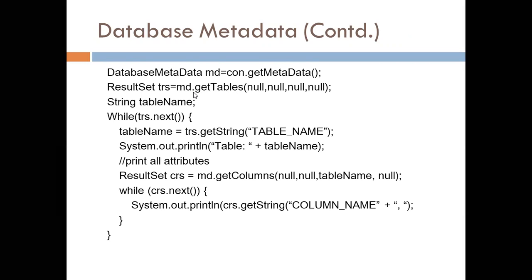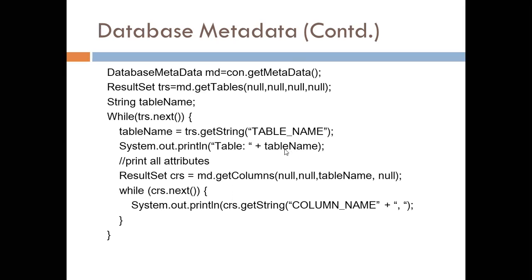Similar to how we extract the rows, in the same way we can extract the tables. Call getTables and pass four null values. Then iterate over the result set with rs.next. Each table name we can get using trs.getString. Since it's a table name itself and not an attribute, we have to use TABLE_NAME, and then we can print it.